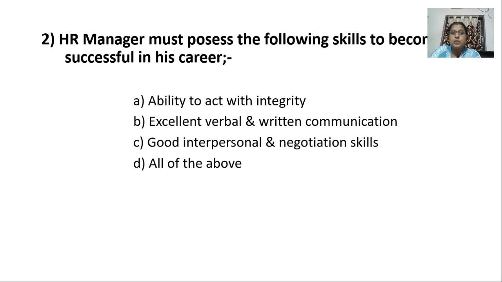Let's move on to the next question. HR manager must possess the following skills to become successful in his career. Now what are the options given here? Ability to act with integrity, excellent verbal and written communication, good interpersonal and negotiation skills, all of the above. Definitely, HR manager must possess all these skills to be successful. Hence, the right answer is D.